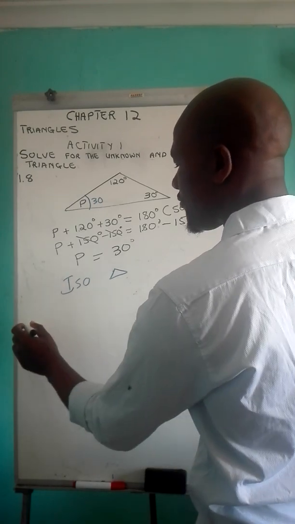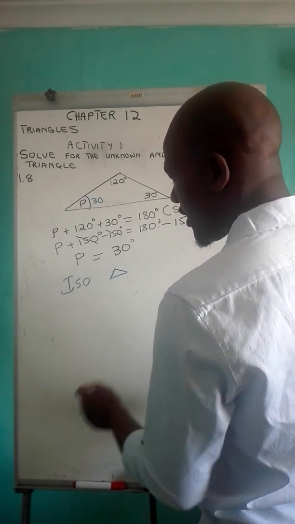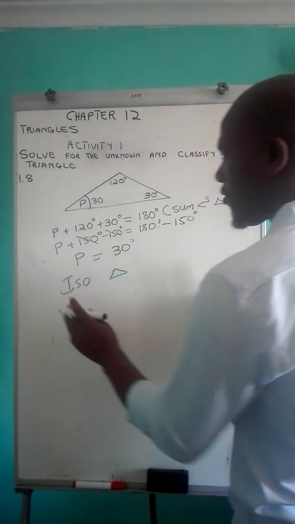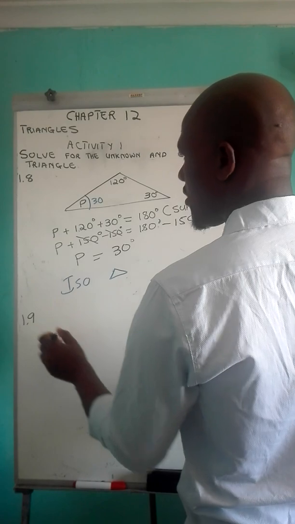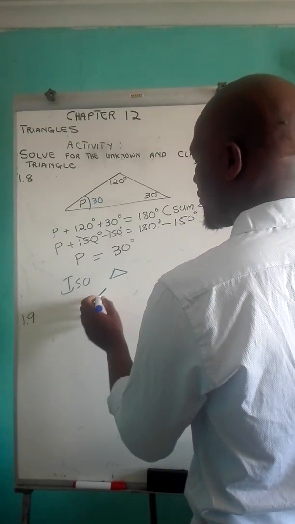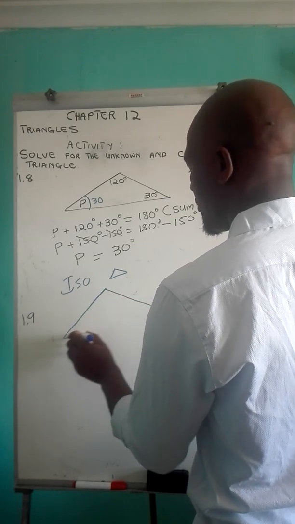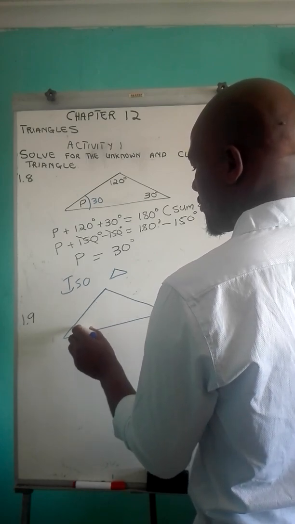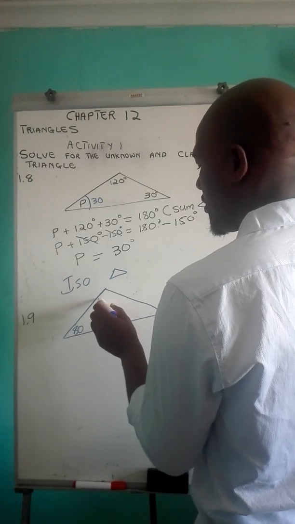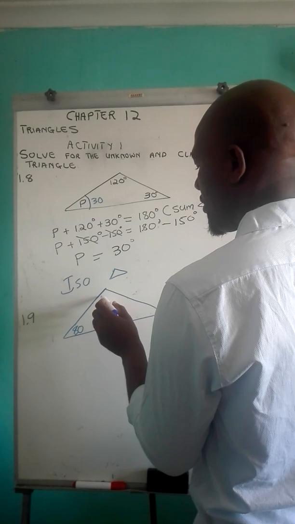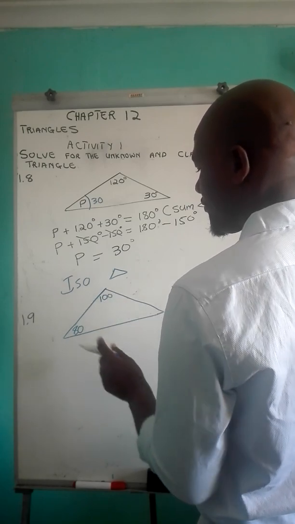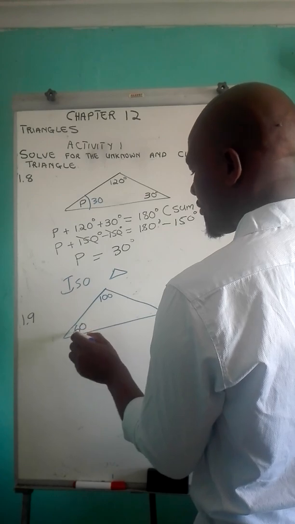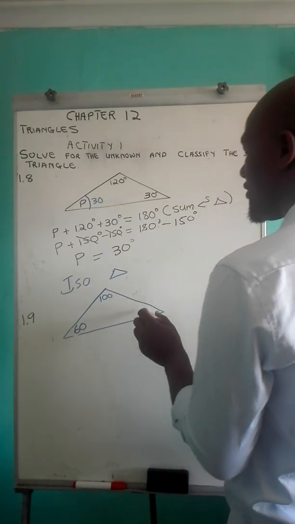1.9. It's 80, it's 100. This is not 80, it's 60. This is K.